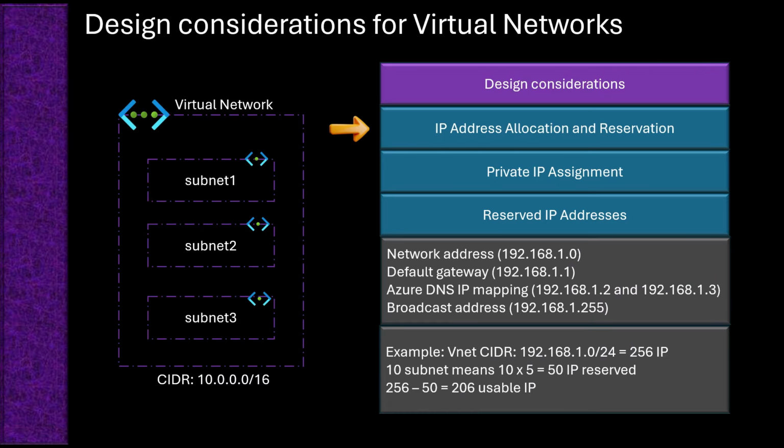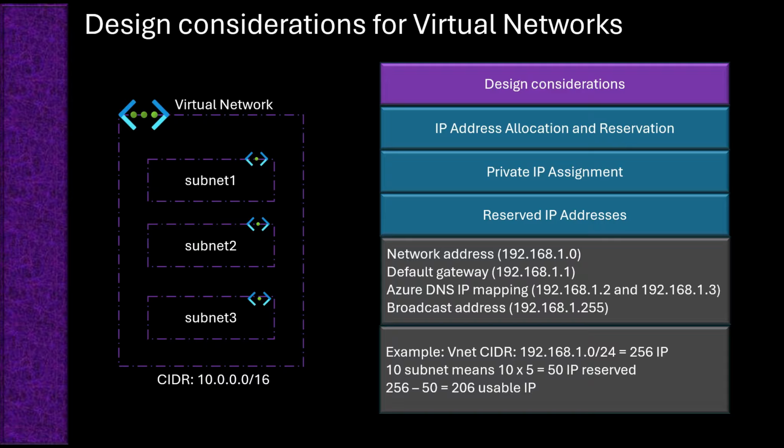Another design consideration is IP address allocation and reservation. When you deploy resources in a virtual network, Azure assigns them private IP address from the virtual network address space. For instance, in a subnet with an address space of 192.168.1.0/24, a VM might receive an IP like 192.168.1.4. Azure reserves the first four and the last IP address in each subnet for internal purpose, which includes network address, default gateway, Azure DNS IP mapping, and broadcast address. I have posted a sample example as well on the screen.